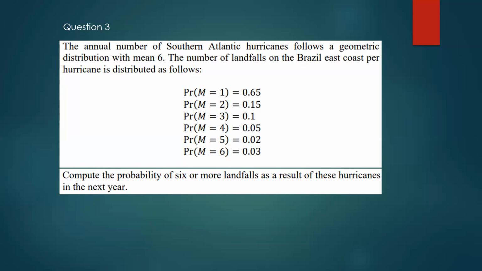The number of landfalls on the Brazil East Coast per hurricane is distributed as follows. M represents the number of landfalls, and this is the probability of landfalls, which is from 1 to 6 only. Compute the probability of 6 or more landfalls as a result of these hurricanes in the next year. So the question asks us to find the probability of M larger than or equal to 6. But since that is very hard, we directly use 1 minus the probability of M less than 6.